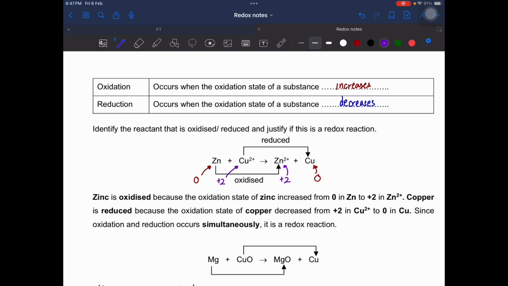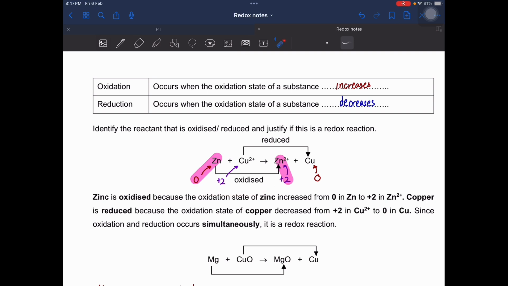So now look at the oxidation state. For zinc, it went from the case of 0 for the oxidation state, then it became an oxidation state of +2. So did the oxidation state increase from 0 to +2?